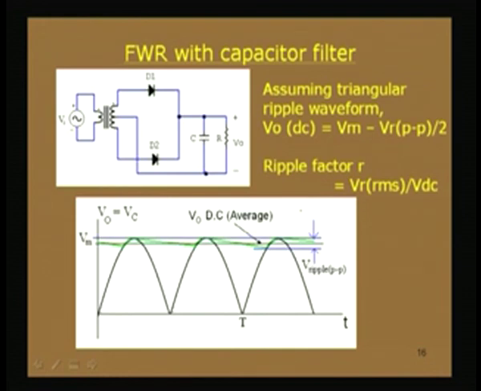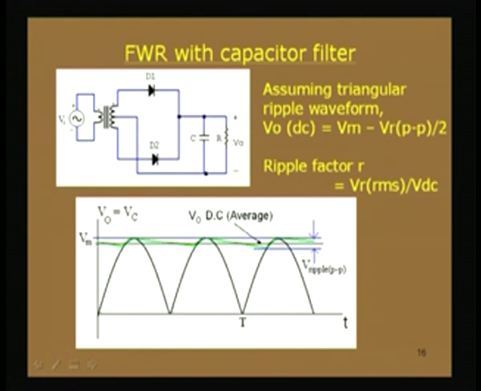So, the measure for this ripple factor is given by a factor r, small r, which is the ripple voltage in RMS divided by the average DC value. That is called the ripple factor. So, you should get a low ripple factor if you are interested in making a better rectifier.